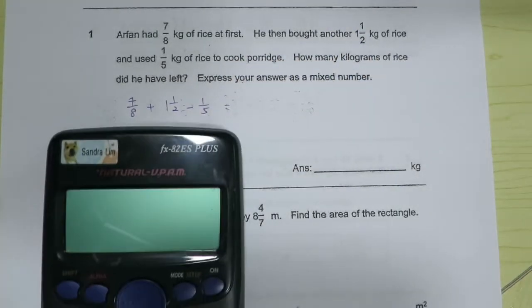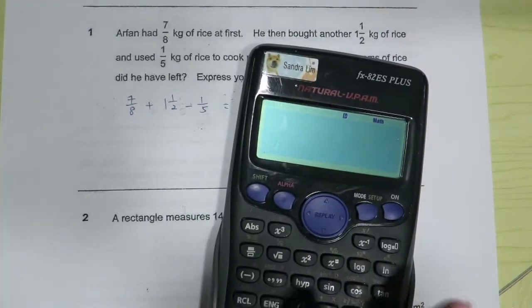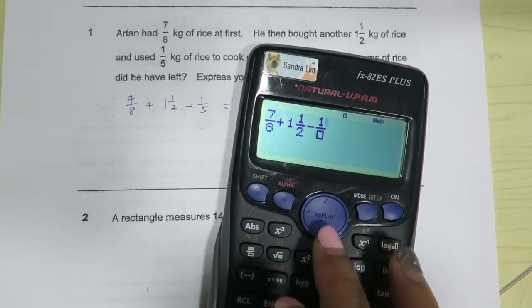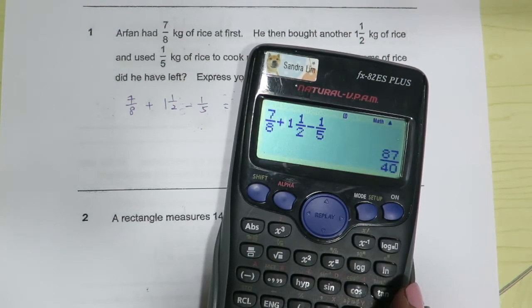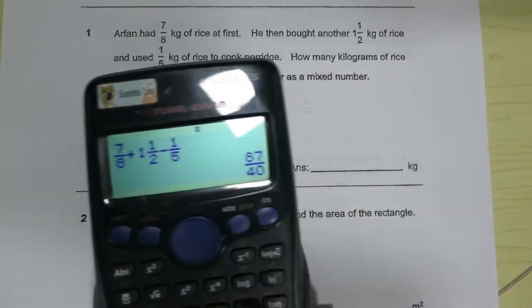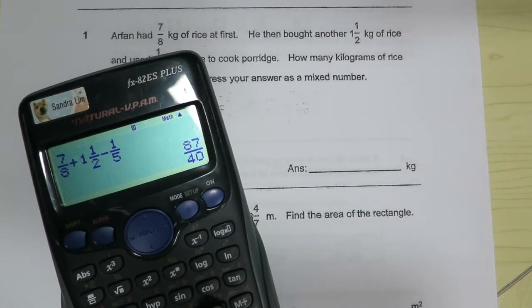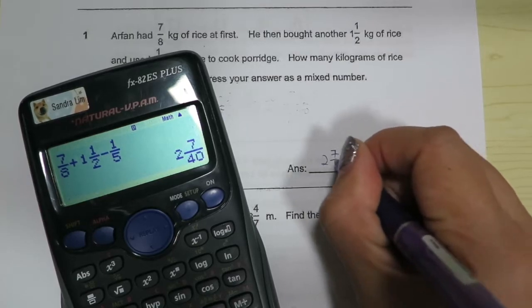So this is paper 2, we can just use the calculator. So 7 out of 8 plus 1 out of 2, and we subtract 1 over 5. 87 out of 40, we're supposed to express our answer as a mixed number. Shift, 2 and 7/40.